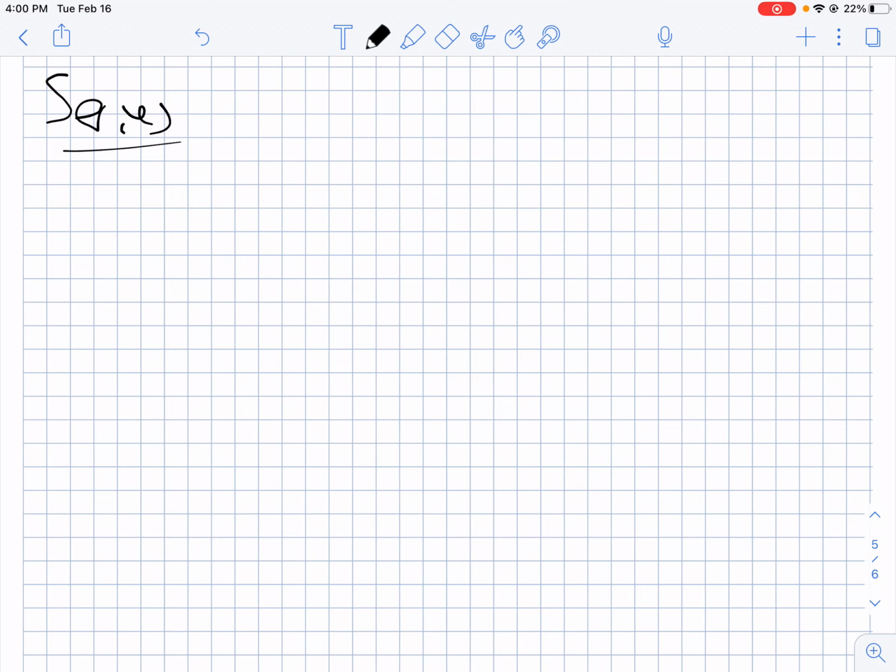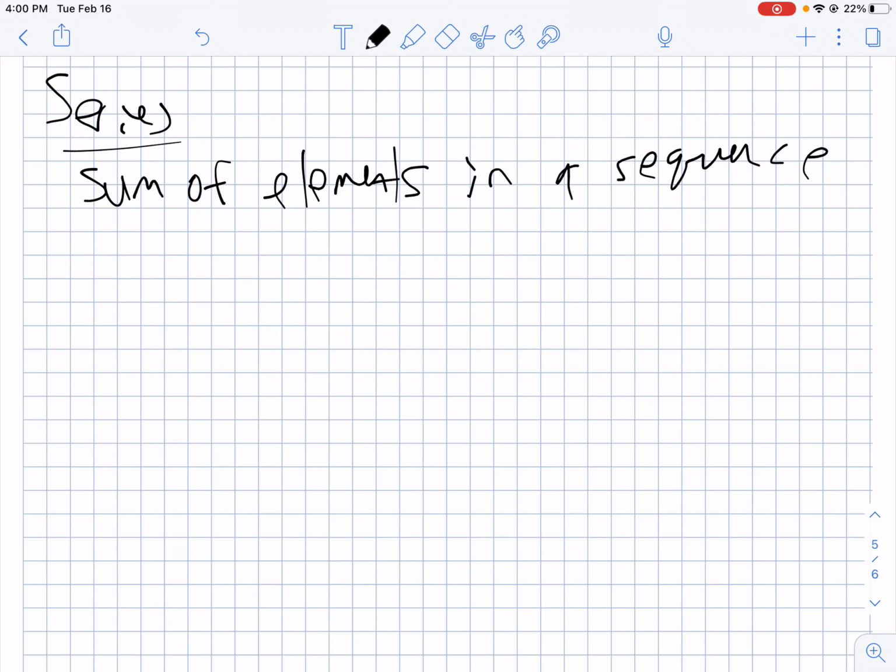Okay, so here's what we're doing now. We're going to talk about a series. Basically, a series is the sum of the elements in a sequence. A sequence was just looking at a list of terms, and now we're saying, hey, we're in calculus, what happens if we add them together?